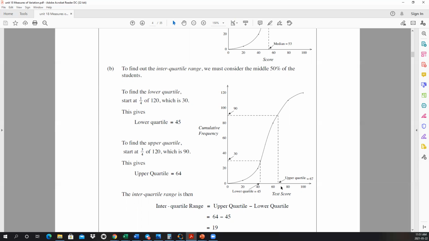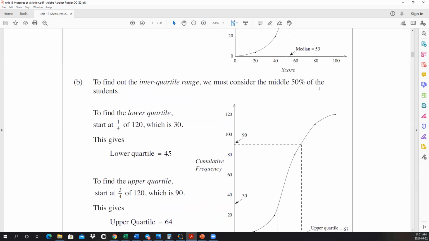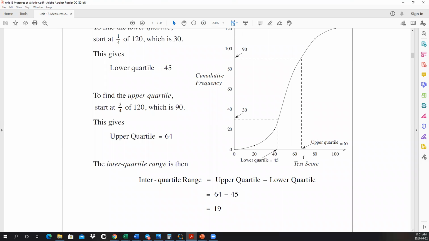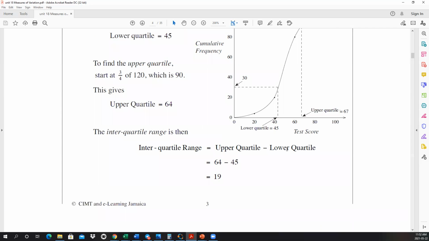So 90 will come down, we get 67. Hopefully you can see what I'm doing with the mouse pointer. You get 67 once you come across to the curve, and that is the upper quartile score. So this is the score right here, and then the lower quartile score is here. So the interquartile range now is 64 minus 45. That's kind of weird.